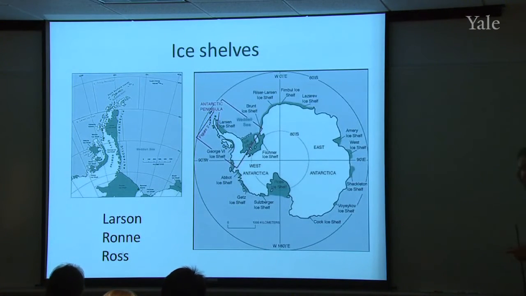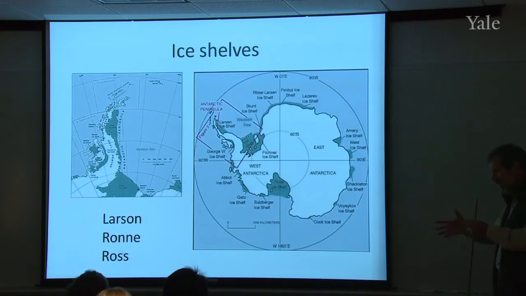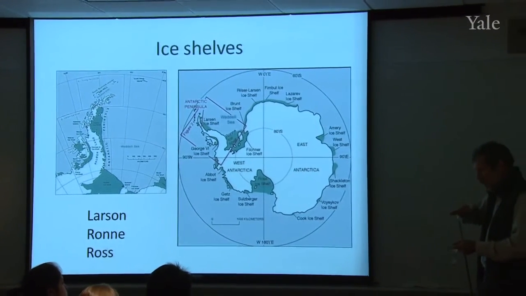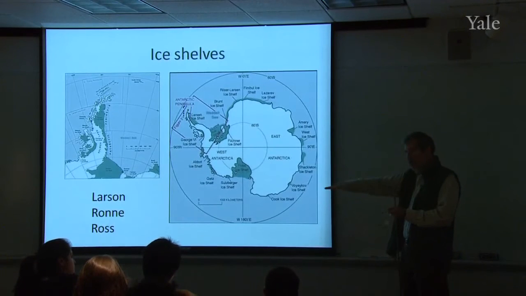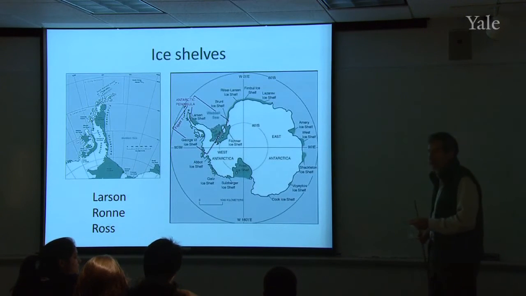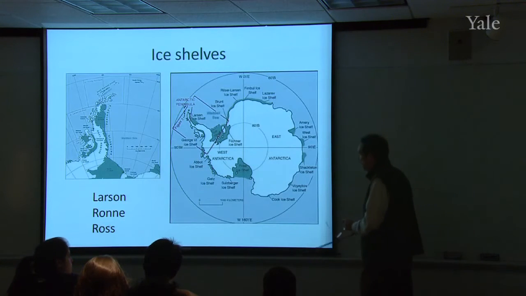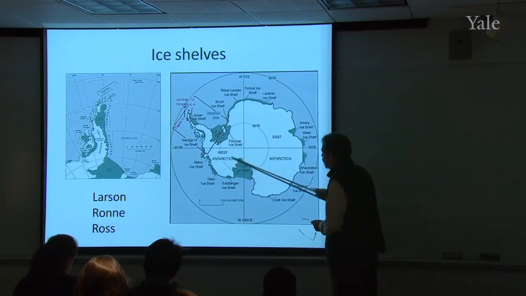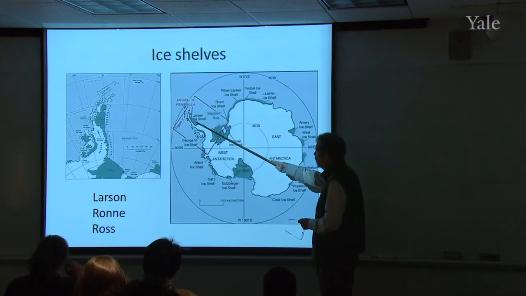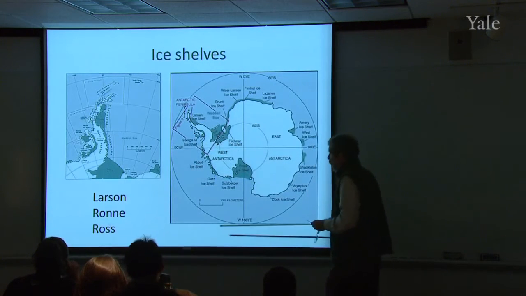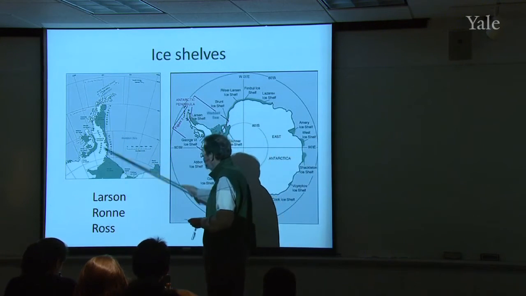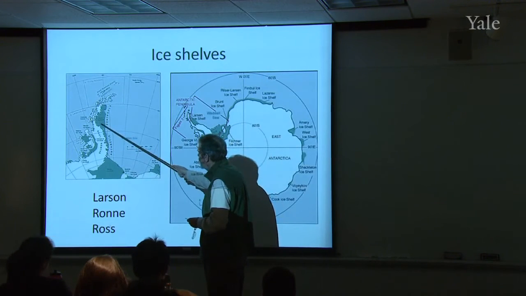When the ice squeezes out to the edge, in some places, when it reaches the sea, it'll maintain its continuity as an ice sheet, but spread out and begin to float over the sea. Those are called ice shelves. And I've shown you the dominant ice shelves here for Antarctica. There's the Ross Ice Shelf, the Ronne, and the Larsen. And here's a zoom of the Antarctic Peninsula showing the Larsen ice shelf there.